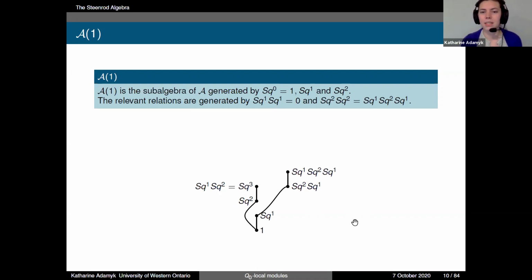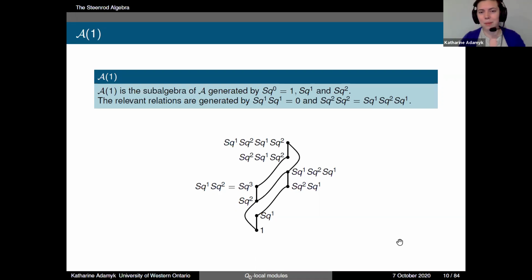Okay, I can multiply this by square 1 on the left, but the relations in A1 tell me that if I do square 1, square 2, square 1, that's supposed to be the same as doing square 2 and then square 2. So I have this curved edge representing a square 2 action, and I can see if I follow either path up from the bottom, I end up at the same class. So we can see that the relations in our algebra are encoded in this diagram.